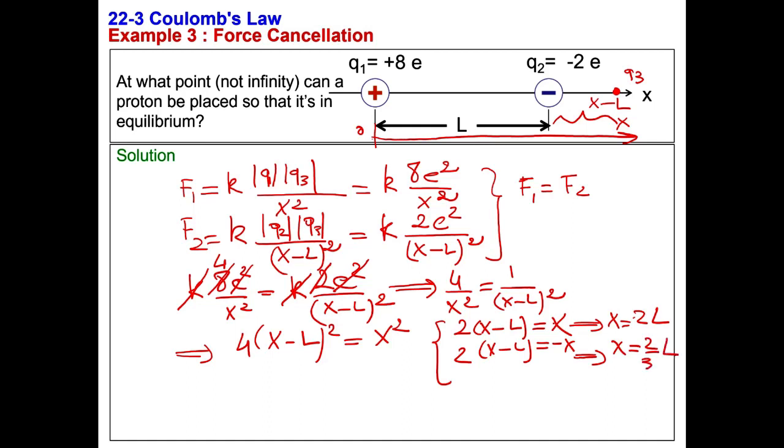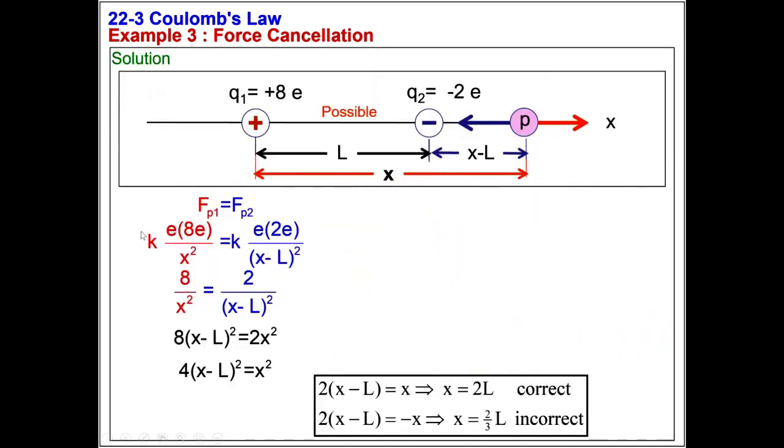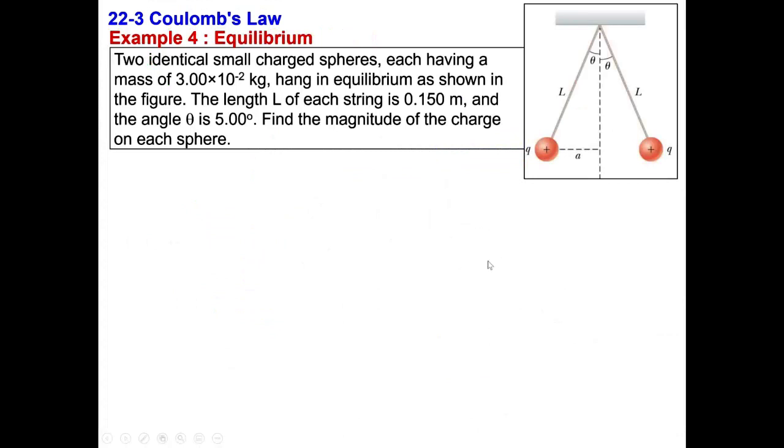Okay, so which one can be correct? We said the proton has to be here, so this is possible, but this is not possible, because when you say it's 2/3 of L, that means the proton is here, and we verified that when the proton is between the two charges, the forces cannot cancel. Okay, clear? Any question about this? This is, by the way, a very common problem that is given in exams. So please make sure you know how to solve it on your own. Okay, so these are the solutions.